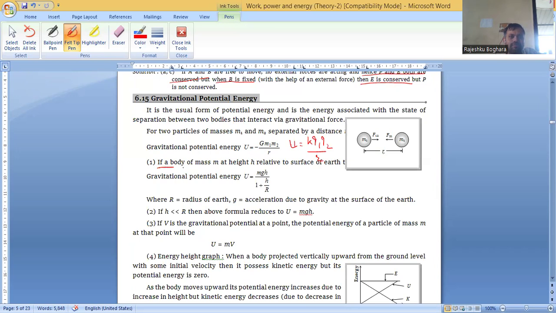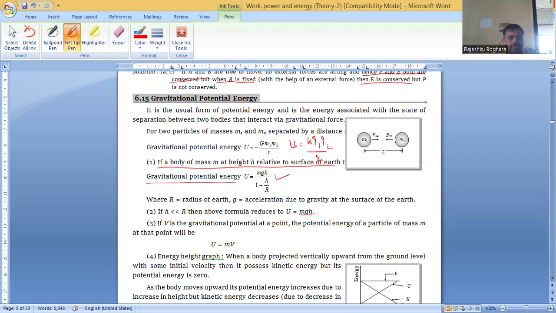If a body of mass M is at height h relative to the surface of the earth, the gravitational potential energy is U equal to mgh upon 1 plus h upon R. We will take this in Chapter 7; here we only learn it and remember mgh upon 1 plus h by R. If h is very much less than R, this term is negligible, then U equals mgh.